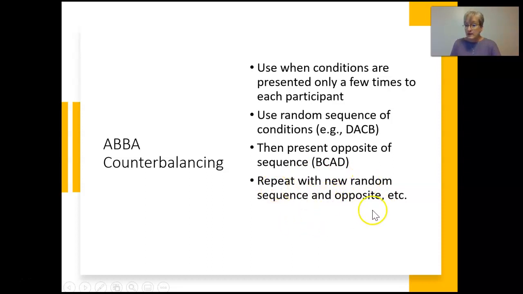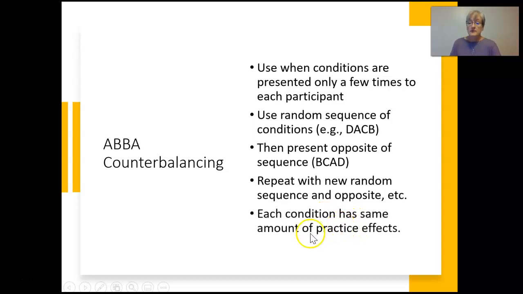You get a new random sequence, and then you flip it and you do the opposite. So you start with DACB, the opposite is BCAD. Then you get a new random block, say ABCD. Then you reverse it. That's the ABBA reversal. Each condition is vulnerable to the same level of practice effects, but you're spreading them out across different variations of order.